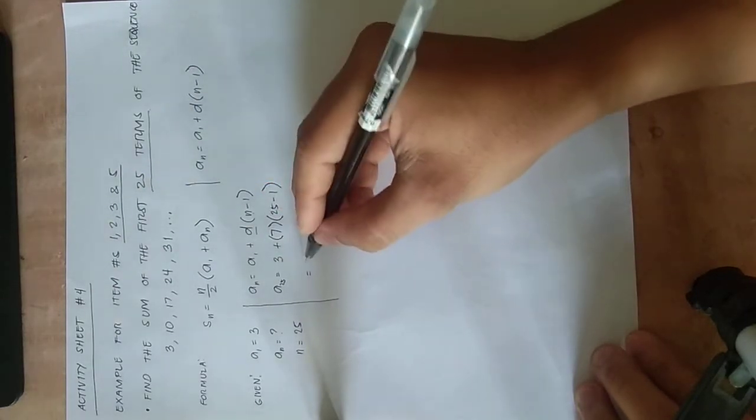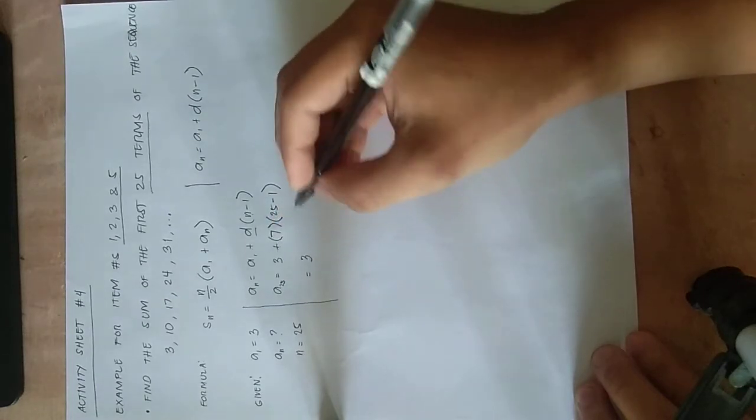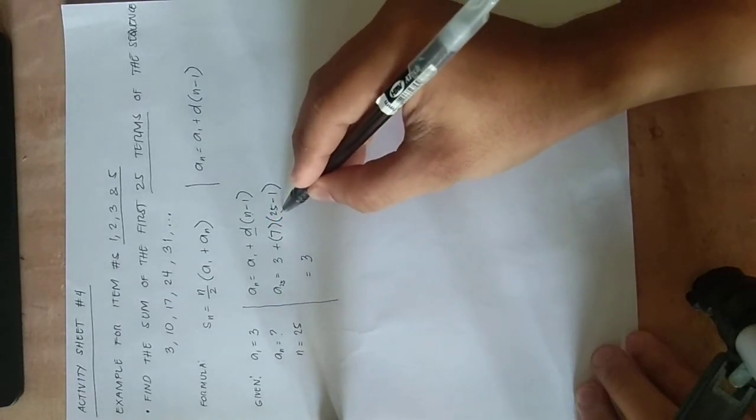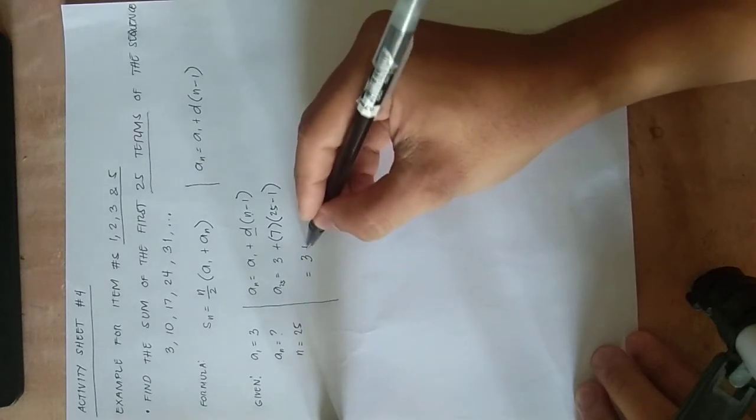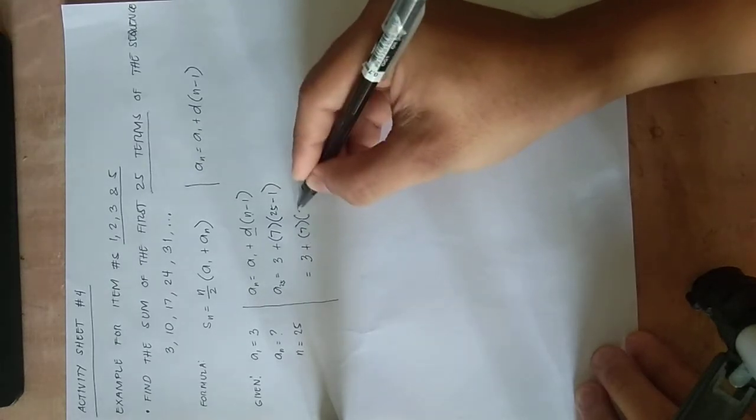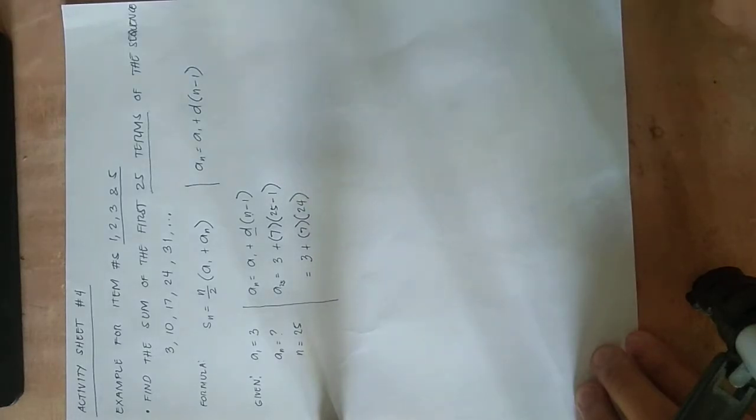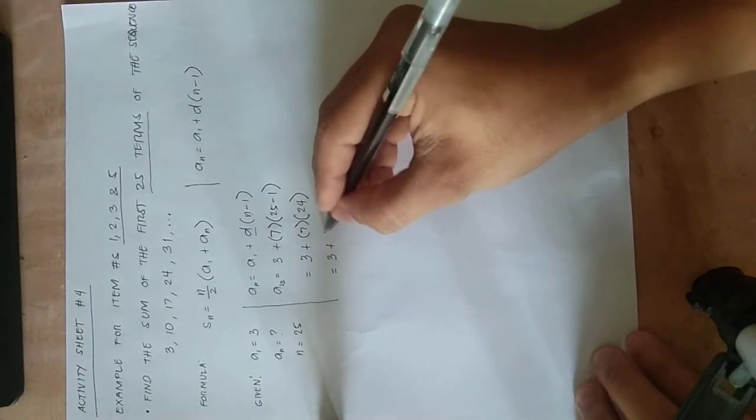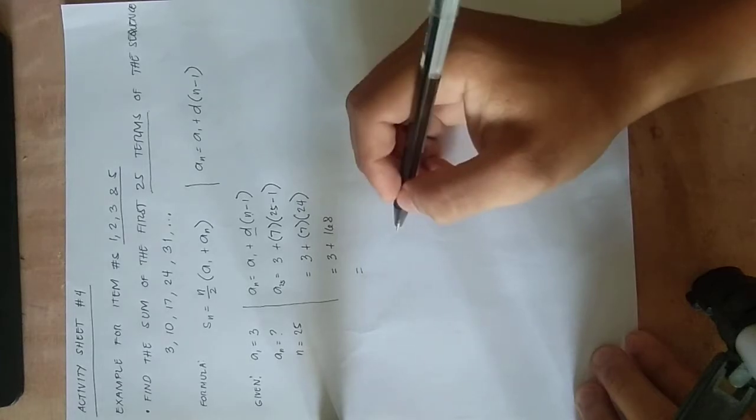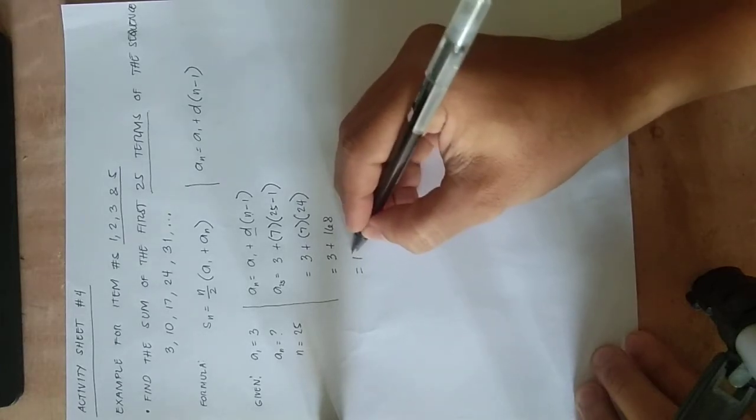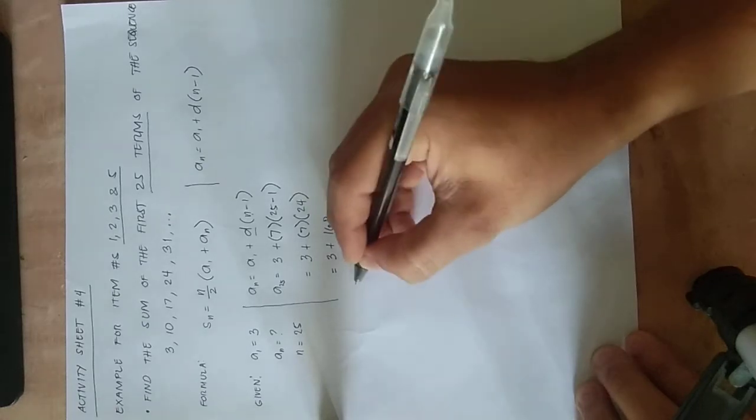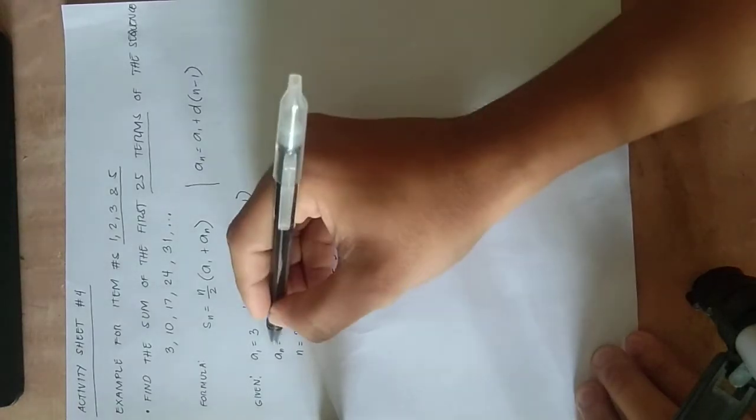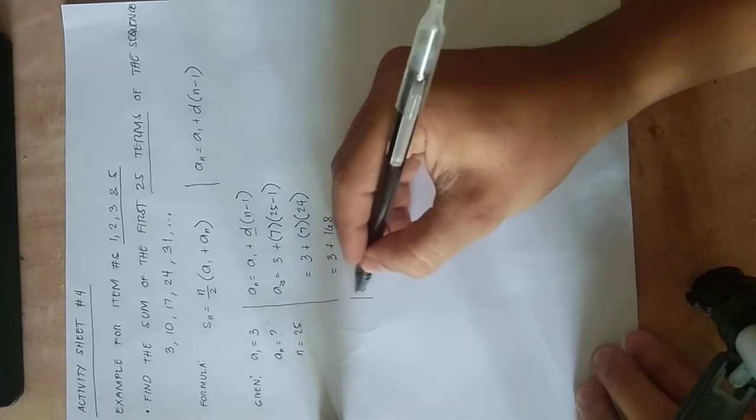And then simplify. Just copy the 3 first and then multiply. Oh no, first subtract 25 minus 1, that's 24. Just copy the 7 times 24. Now what is 7 times 24? That is 168. So we have 3 plus 168. Now what is 3 plus 168? That is 171. So therefore, the a sub 25, or the a sub n here, is 171.